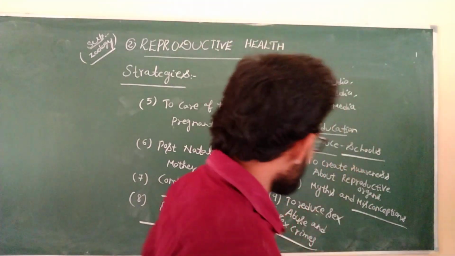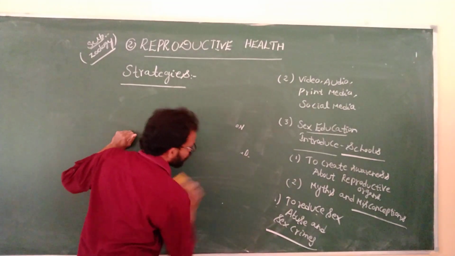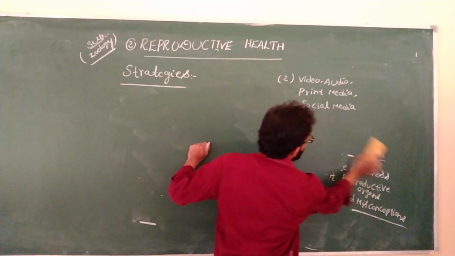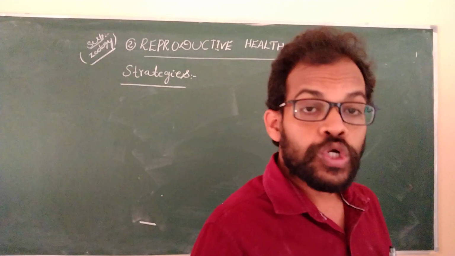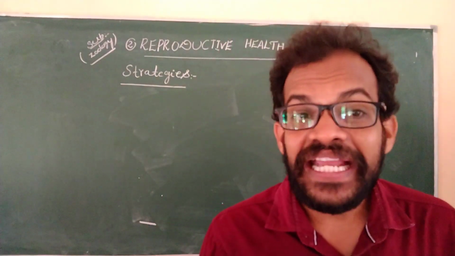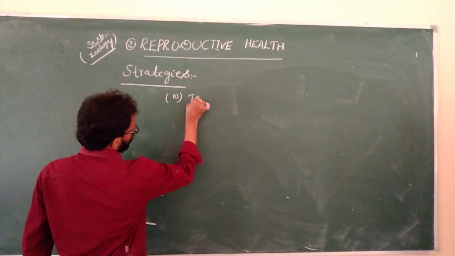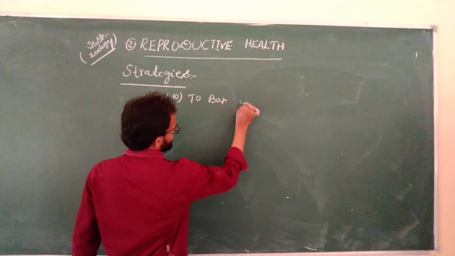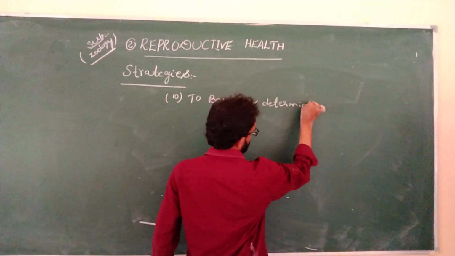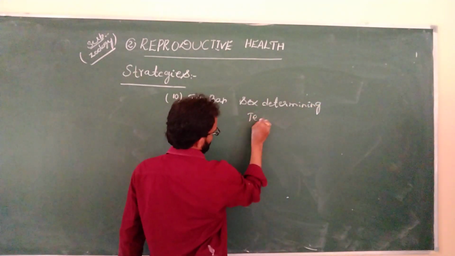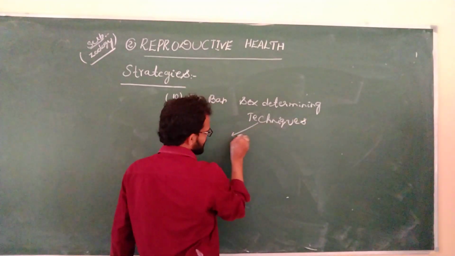Okay, the next strategy. What is the next strategy? The tenth strategy you should follow is to ban sex determining techniques. To ban sex determining techniques.